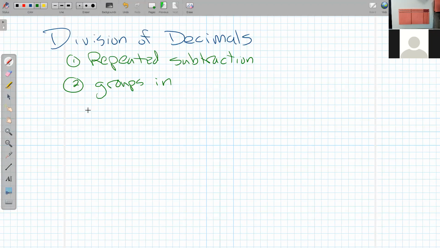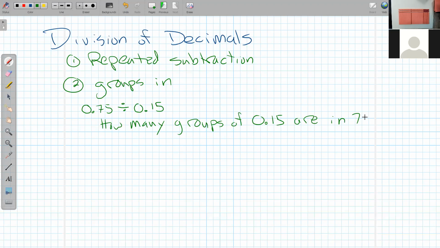So for a problem like, how about, let's take 75 hundredths and divide that by 15 hundredths. As far as the groups in, this says how many groups of 15 hundredths are in 75 hundredths. And so we can draw that out.